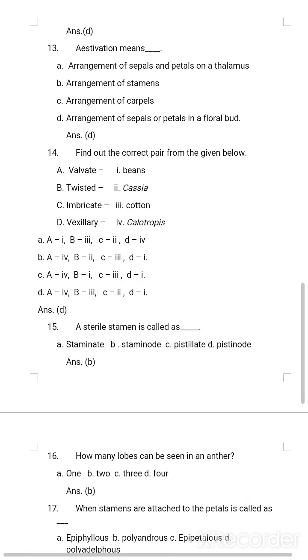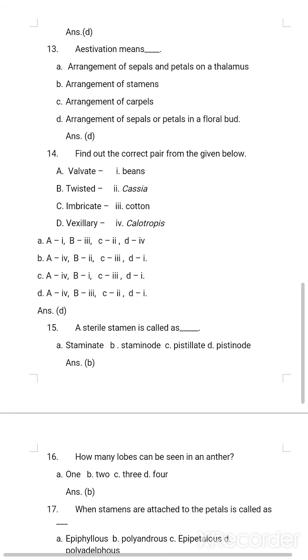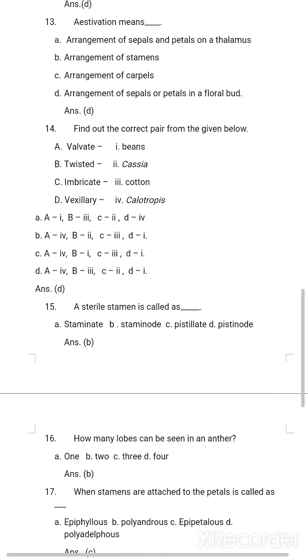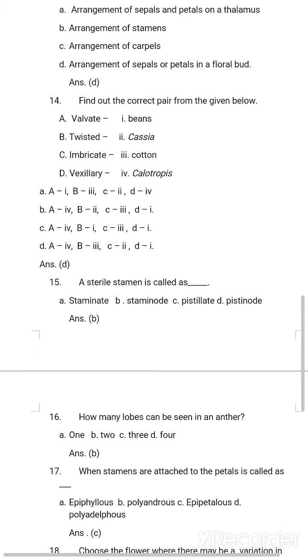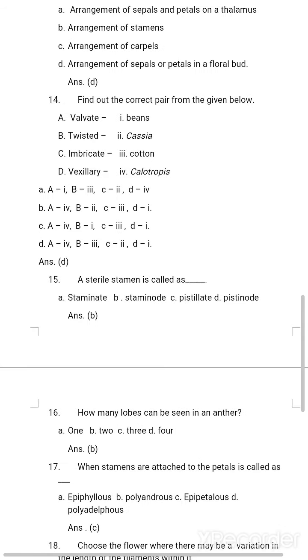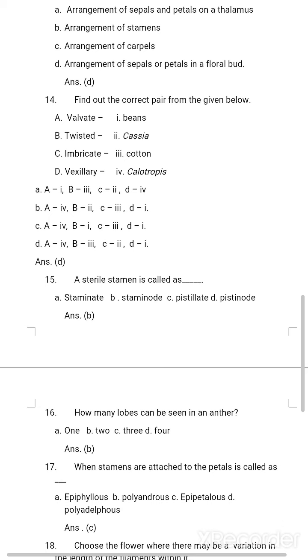Now, moving to the 14th question. It's a matching question, a very important type of question for competitive examinations. Find out the correct pair from the given below. Option A, valvate, beans. B, twisted, cassia. C, imbricate, cotton. Option D, vexillary, calotropis. Students, the correct matching from the given options is as follows. We'll explain, listen very carefully.